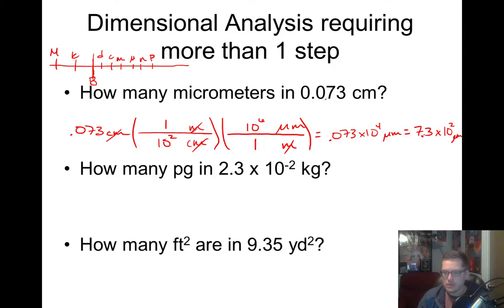Nice. And we check our sig figs. Leading zeros are never significant. This guy's got 2 sig figs. This guy's got 2 sig figs. We're good.